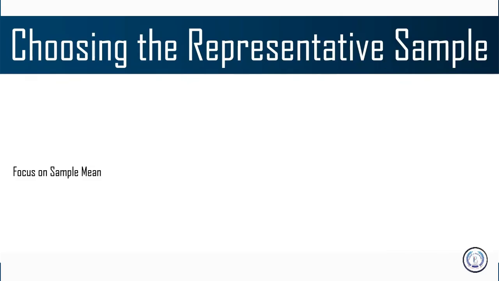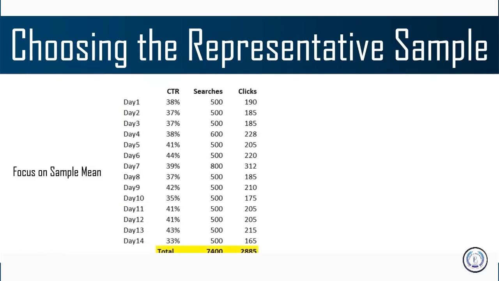So now that we have understood that we have to focus on the sample mean, we will finally compute the sample parameters for the given sample data. We can see the CTR is varying, and for every day the normal searches happen around 500, for day 1 and day 2, and then on some day it happens to be 600, some day it happens to be 800. We can see the clicks as well. The successful clicks, meaning successful searches, are 190, 185. On some days it is 312, 175 as well.